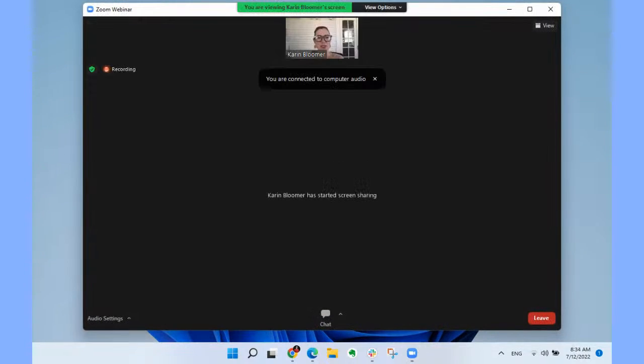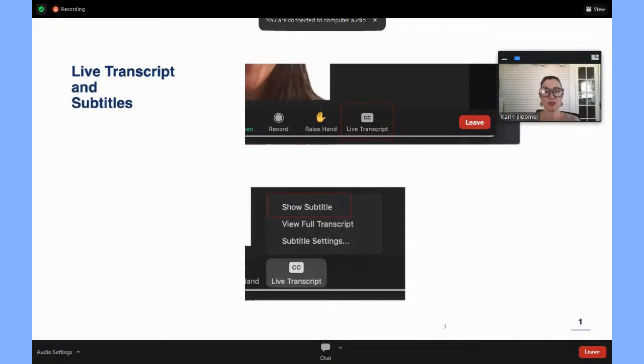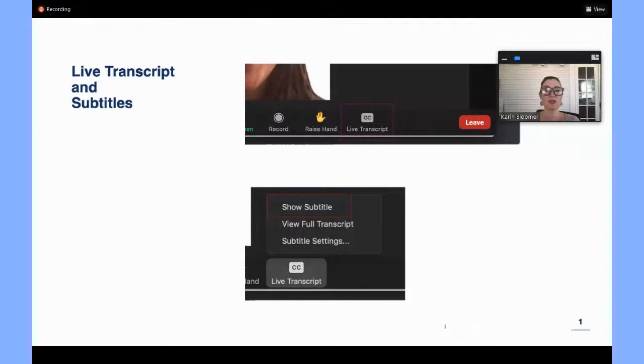Access the recording in closed captioning progress feature, you'll locate the live transcript button at the bottom of your Zoom screen and then click Show Subtitle. This will allow you to view closed captions in English throughout the presentation.